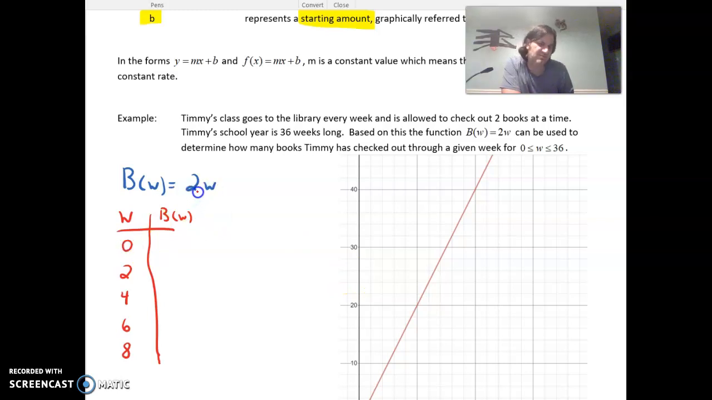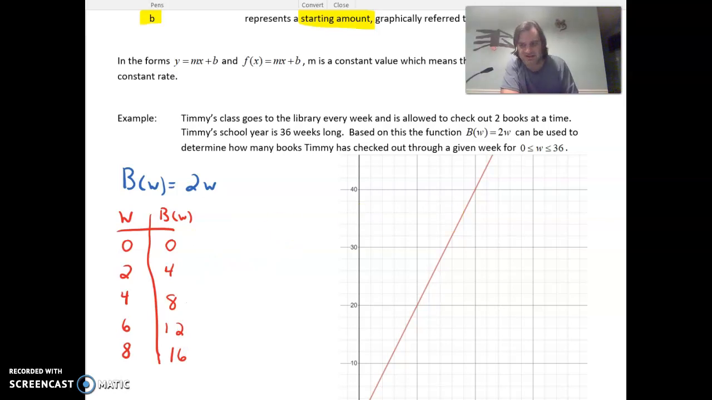So 2 times w is the calculation. When w is 0, before he ever starts checking out books, he has 0 books. At 2 weeks, 2 times 2 is 4. At 4 weeks, 2 times 4 is 8. At 6 weeks, 6 times 2 is 12. And at 8 weeks, 8 times 2 is 16.